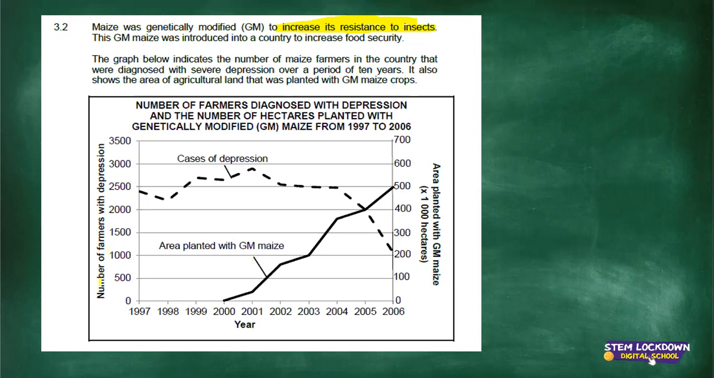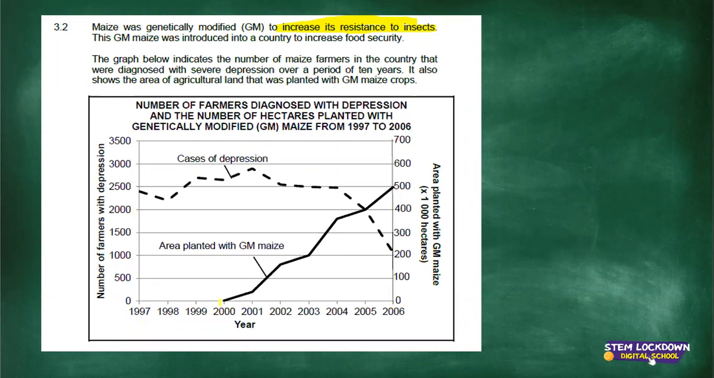On the left y-axis, you have the number of farmers with depression. On the right y-axis, you have area planted with GM maize, which is times 1,000 hectares, right? The heading of the graph is number of farmers diagnosed with depression and the number of hectares planted with genetically modified maize from 1997 to 2006. So these are the years indicated here. So let's study the graph, the years.